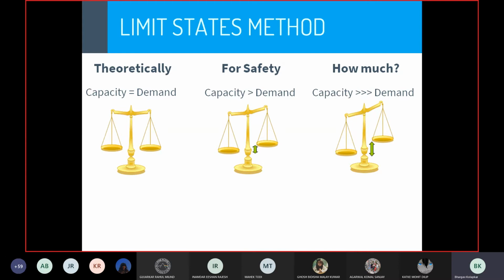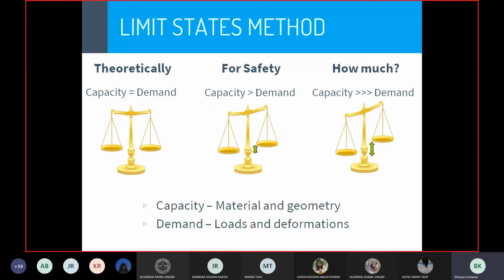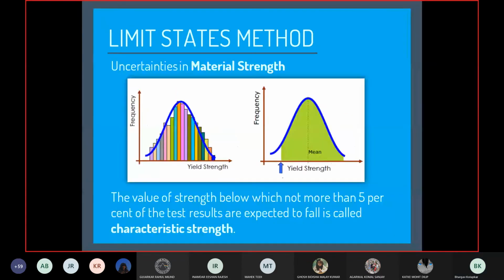Because, like we have said sometime before, we can always design a very safe structure, but it will always come at a cost, which perhaps could be avoided. And then the question is always how much the capacity should be greater than demand, or how much should be the safety of the structure. Now, naturally, the capacity comes from the material and the geometry, and the demand comes from loads and deformations. So we come to this term called characteristic strength.